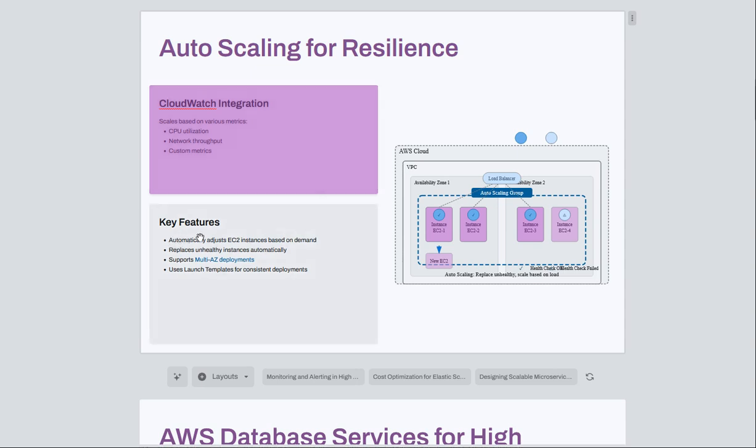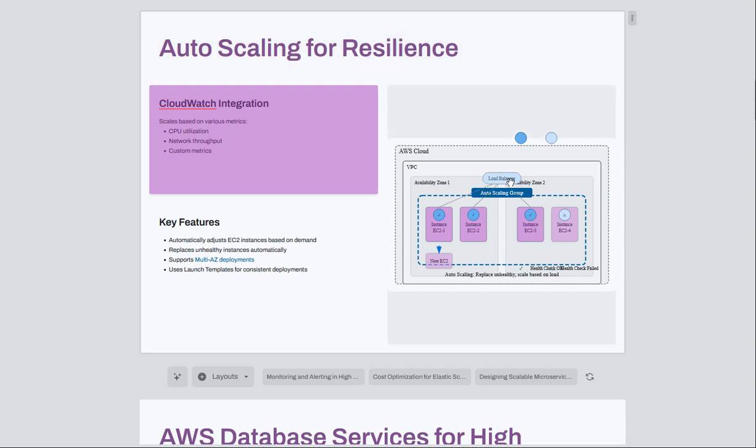Key features: automatically adjust EC2 instances based on demand. So we can make rules to add more instances or terminate instances when the load is less, right? Replace unhealthy instances automatically. It checks the health check and replaces unhealthy instances automatically, right? And supports multiple availability zone deployment.